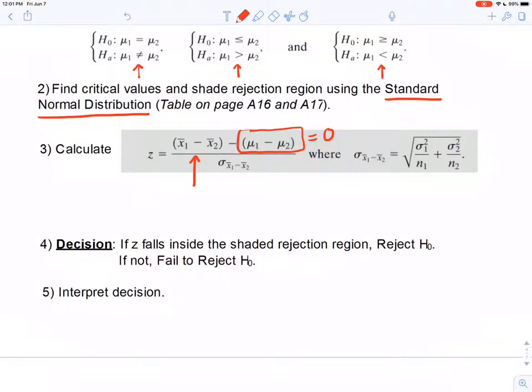And then you'll divide the difference between your sample means by the standard deviation for the difference between those means. That's how you always standardize something. You subtract its population mean, you divide by its standard deviation. And then same decision rule that you've been using. If you're in the shaded region, reject the null hypothesis. If you're not, you fail to reject.